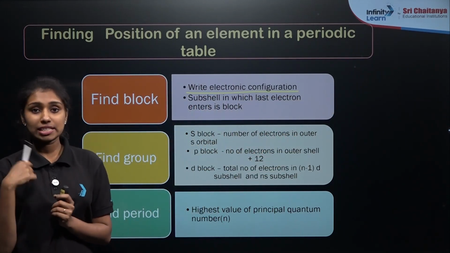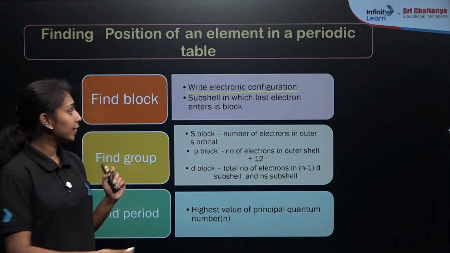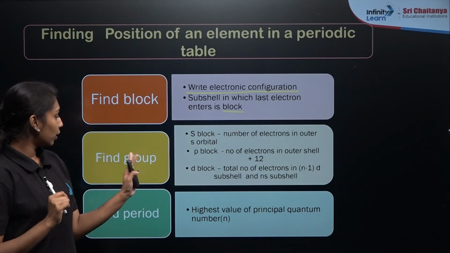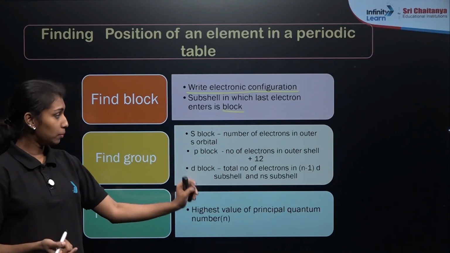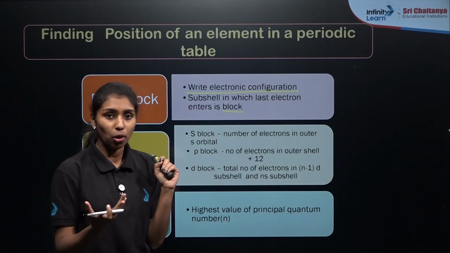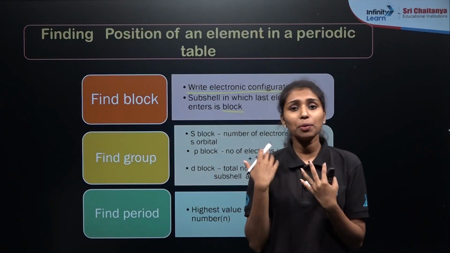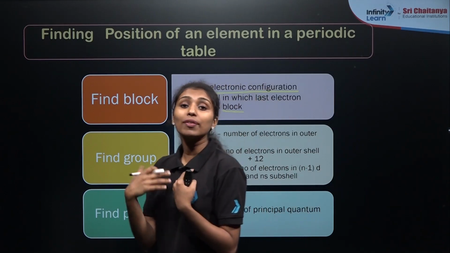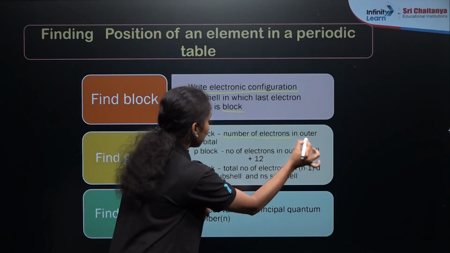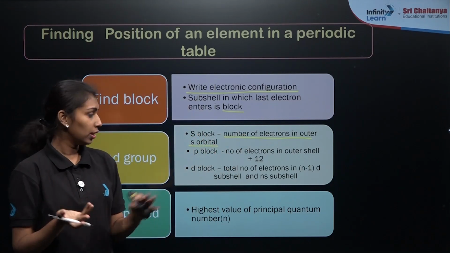Now, what is our next step? We need to identify the subshell in which the last electron enters. That will be our block. Now, we need to identify the group of those elements. For example, if the element is present in the s block, as we already know, s block elements are only group 1 and 2. So we need to identify whether it is group 1 or group 2. We can identify this from the number of electrons in the outer s orbital. It will be either 1 or 2.